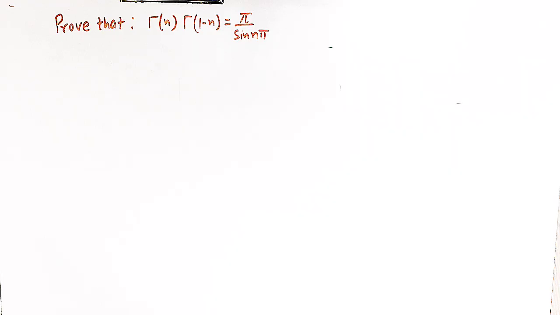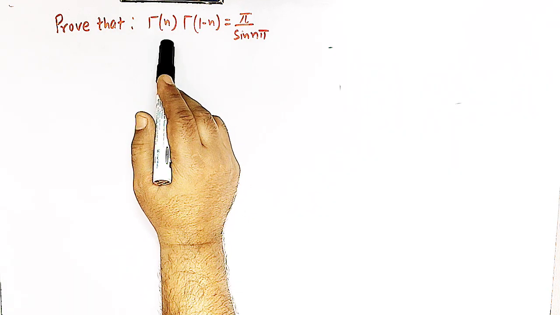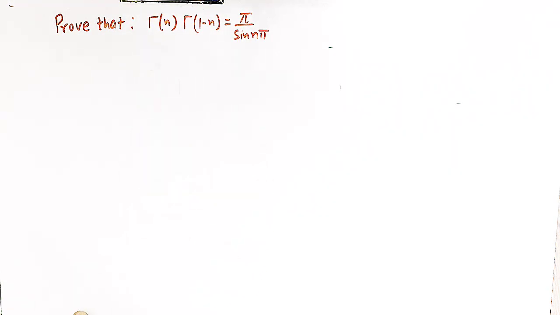So here we are going to prove Euler's reflection formula with the help of two concepts, right? The first one is the Weierstrass definition of the gamma function, and the second one is the infinite product representation of a sine function. So first we'll use the definition of gamma function given by Weierstrass, and then we'll use the infinite product expression for sin θ. So let us start.